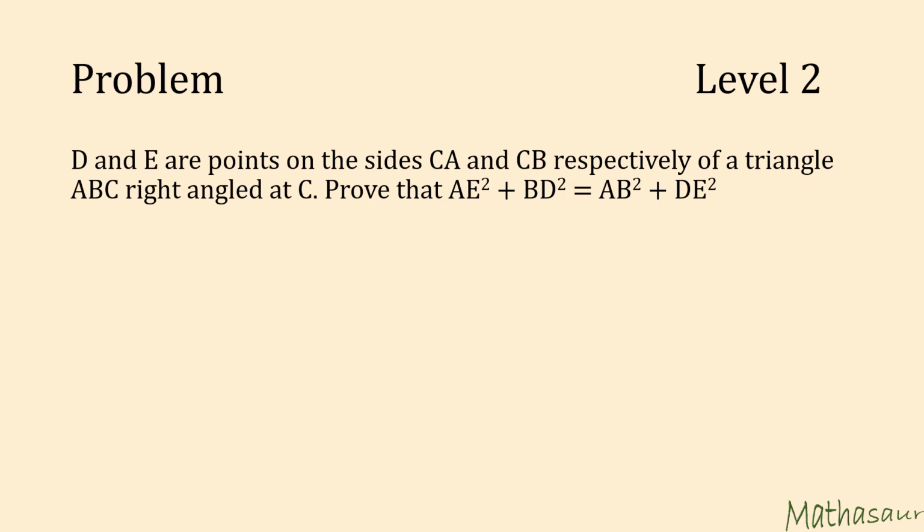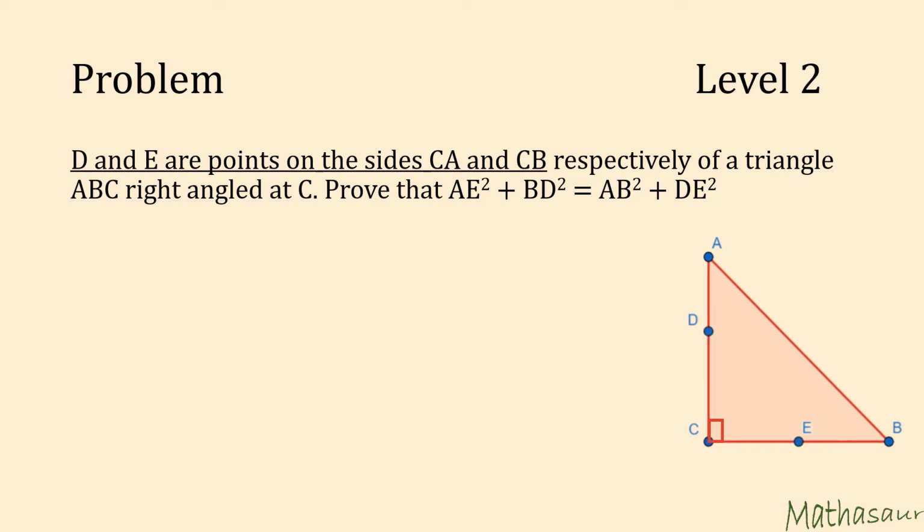D and E are points on the sides CA and CB respectively of a triangle ABC right angled at C. Prove that AE square plus BD square is equal to AB square plus DE square. Let us draw the triangle ABC right angled at C. Now we are given two random points D and E on sides CA and CB. Now the sides we are looking at are AE, BD, DE and AB. So let us join AE, BD and DE.